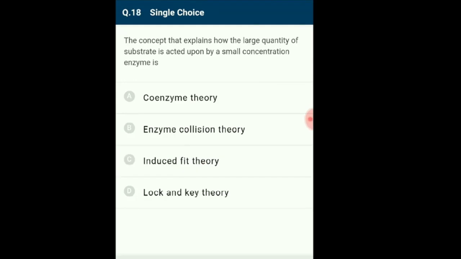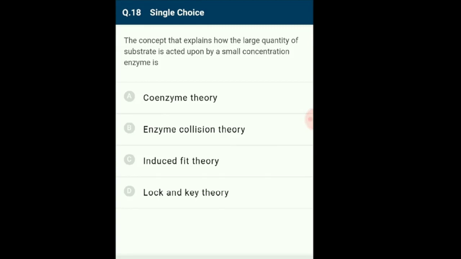Question number 18. The concept that explains how a large quantity of substrate is acted upon by a small concentration of enzyme is. Emil Fischer in the year 1894 proposed the lock and key theory to explain the mechanism of enzyme action. According to this theory, the active site of the enzyme has a specific geometric shape wherein the substrate molecule gets fitted to form an enzyme substrate complex. This is like the fitting of a key to a particular lock.